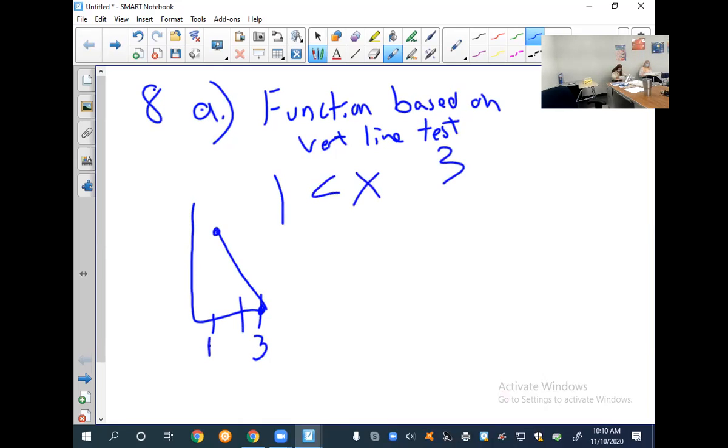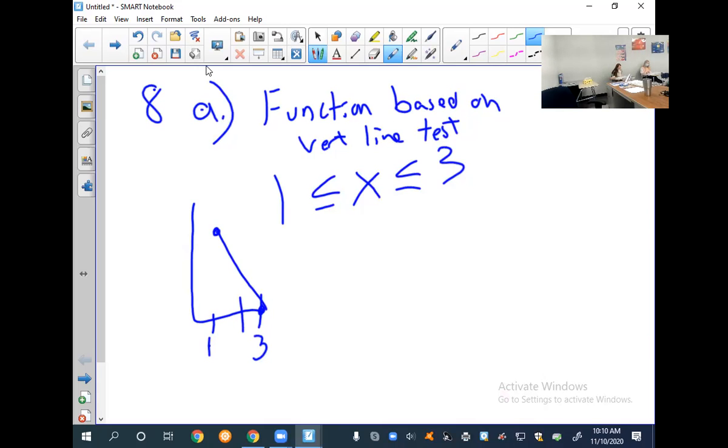And if you can't remember which way the signs go, X has to be smaller than 1, so you make the alligator eat the X. But 3 has to be bigger than the X, so you make the 3 eat that X.